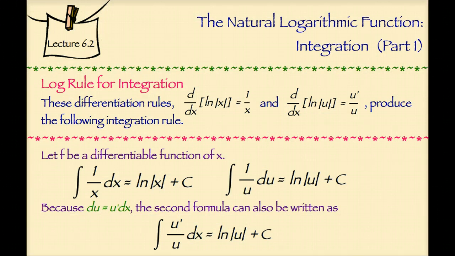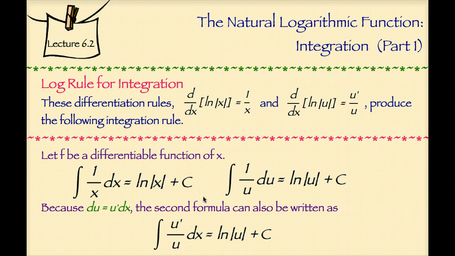Now that we have spent time differentiating the logarithmic function, it is time to turn our attention to integration of the natural logarithmic function. The differentiation rules that we were using, d dx of natural log of x equals 1 over x, and d dx of natural log of u is equal to u prime over u, produce the following integration rule. Let f be a differentiable function of x, then the integral of 1 over x dx is natural log of x plus c, and the integral of 1 over u du will be natural log of u plus c.